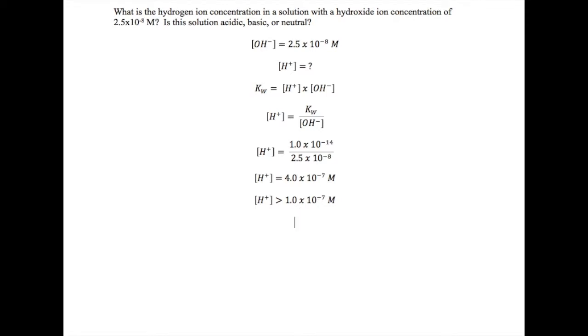You can see that the hydrogen ion concentration is greater than 1.0 times 10 to the negative 7th molar, which means that this solution is acidic. Notice that we did not put units in with the numbers that we substituted in, and that's because the constant for Kw is a unitless number, so you should put all numbers into the expression without units.